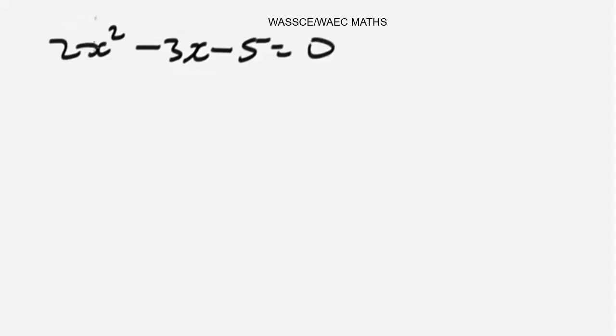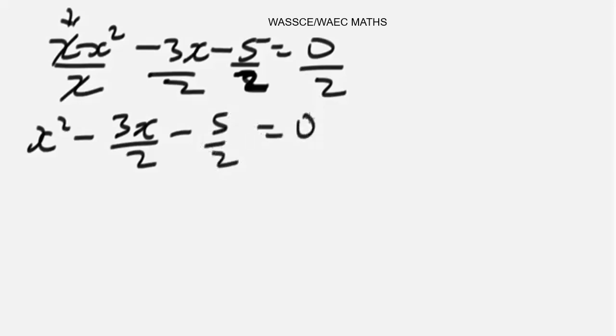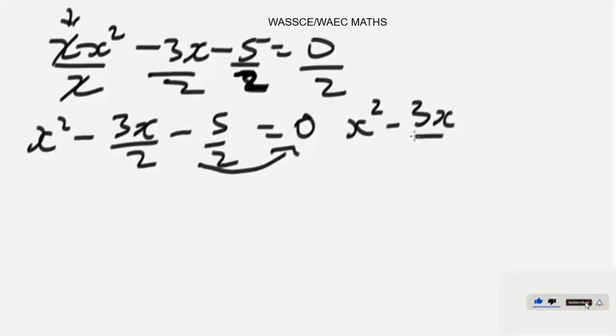Well, the first thing to do, since the coefficient of the leading term x² is 2, is to divide everything by 2. So 2 cancels itself. The essence of dividing by 2 is to make the coefficient of the leading term 1. Once you do, you're going to have x² - 3x/2 - 5/2 = 0, since 0 divided by 2 gives 0. Next, take this constant to the other side of the equation and change it to positive. We're going to have x² - 3x/2 = 5/2.